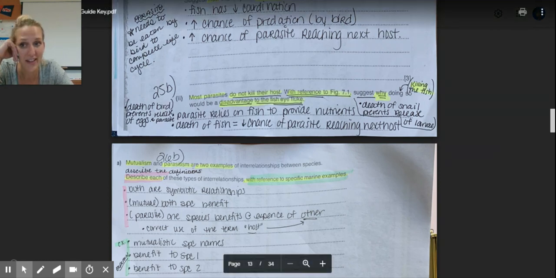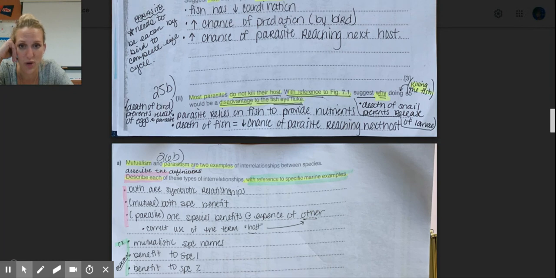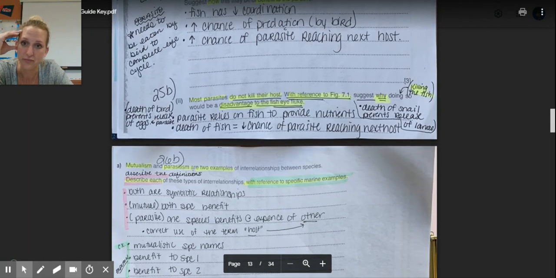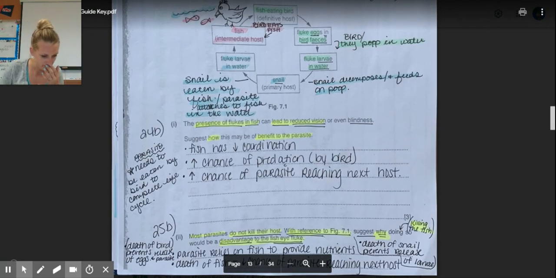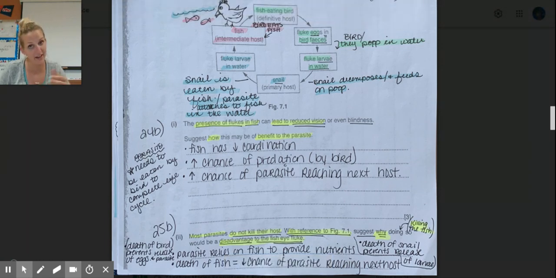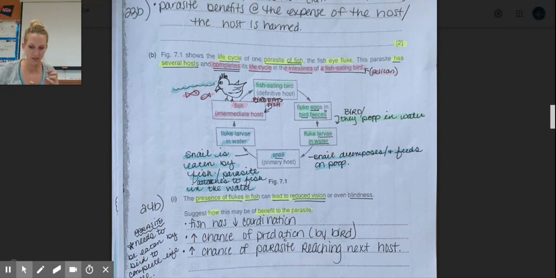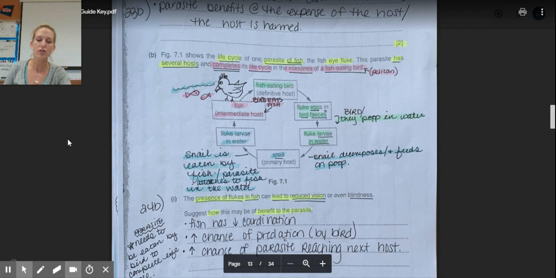And then if the snail dies, and I believe you just needed one of these. You just needed one answer. If the snail dies, same thing. It's not going to release the larvae. And so that was 24, 25. And 23? Yes. Okay. So that actually we're done with A and with B on that one. And I'm going to take a short break.